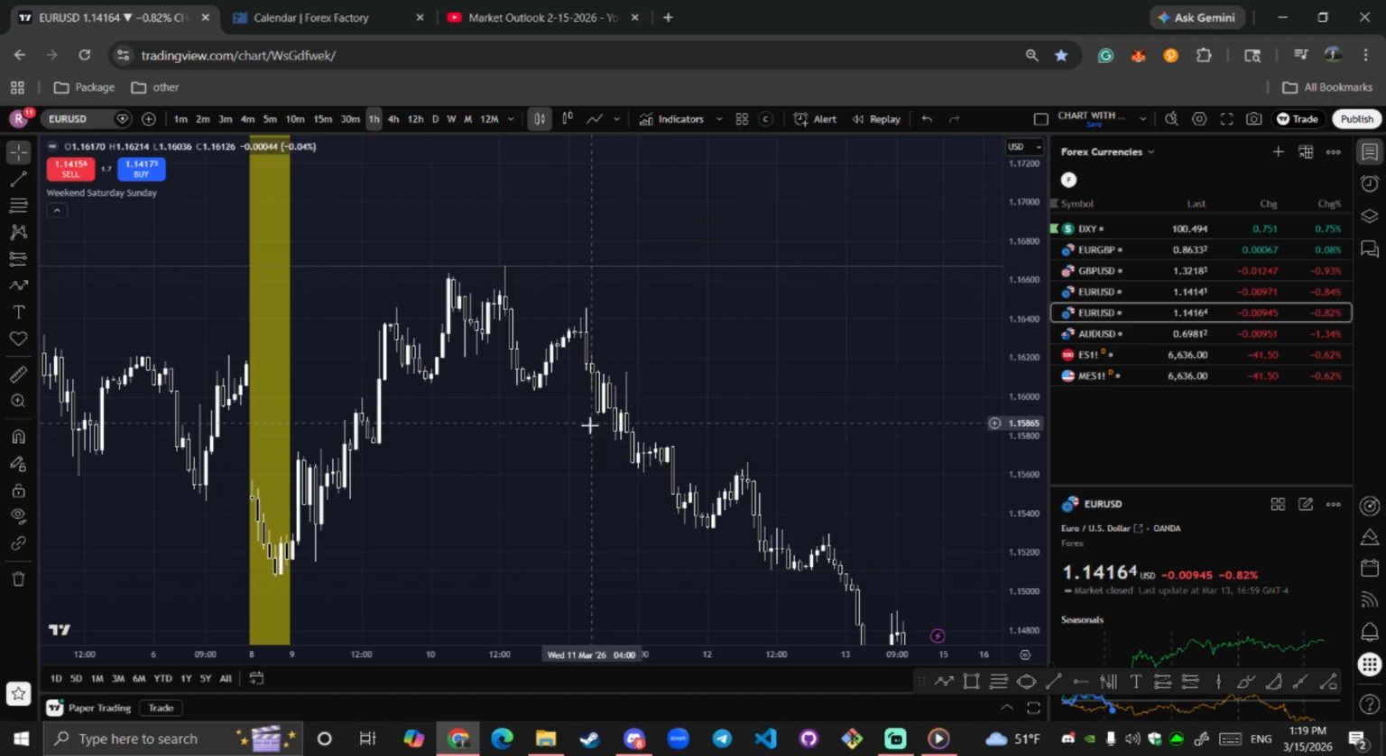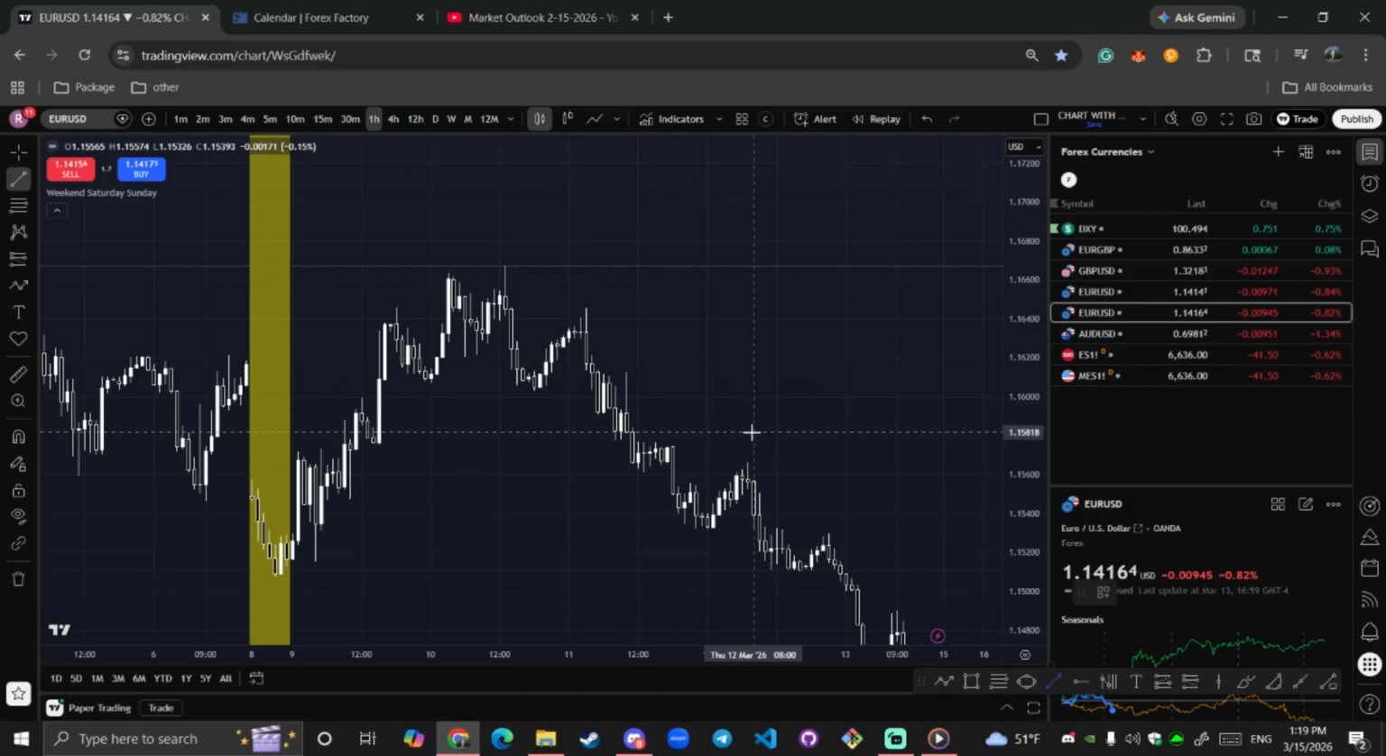So if the London session, from 2 to 5, which is when it primarily moves, is bearish, I'm looking for the New York session to be bearish. If the London session is bullish, I'm looking for the New York session to be bullish. So there's a great example here on Wednesday.